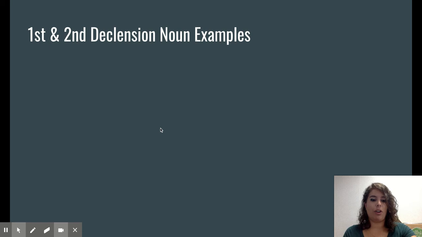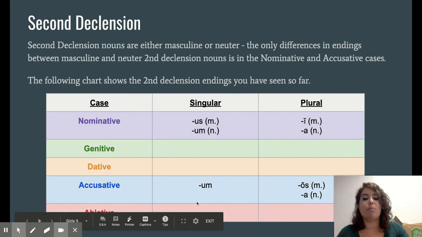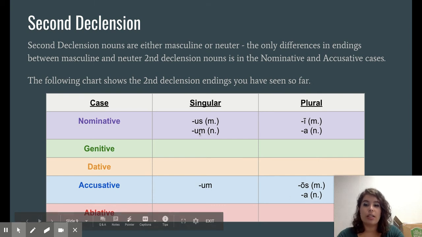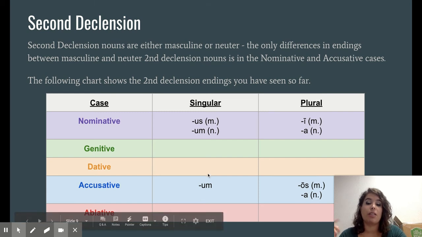Accusative, again, our direct object ending. For both masculine and neuter nouns, this will be UM. So that one's nice and easy. It's the same for both masculine and neuter. And the plural, this is another one where the masculine and neuter are different. Masculine, plural, accusative is going to end in an OS, so that OS ending. And then neuter plural is going to end in an A. So something to note is that neuter nouns will always have the same endings for nominative and accusative. So that's kind of nice. Masculine ones do change between the two of them.